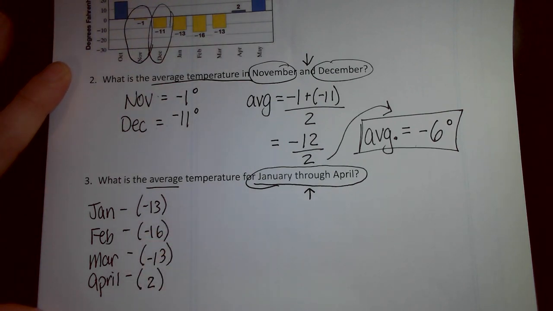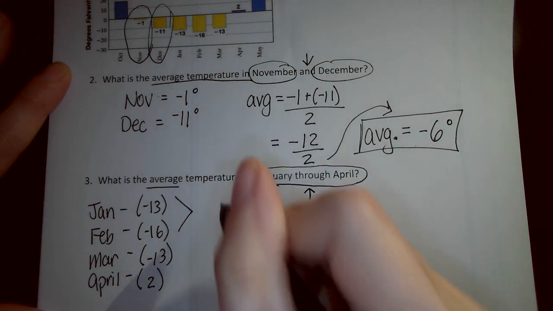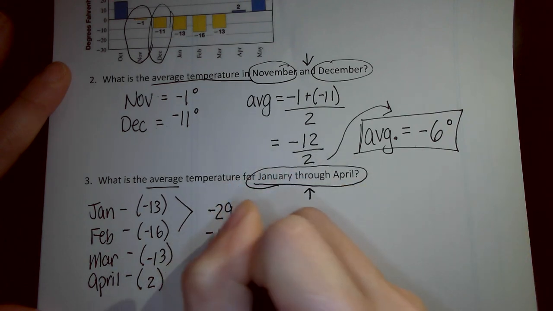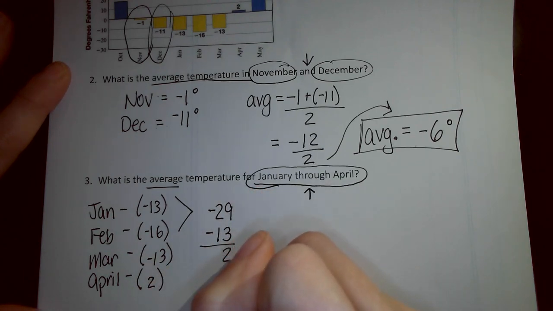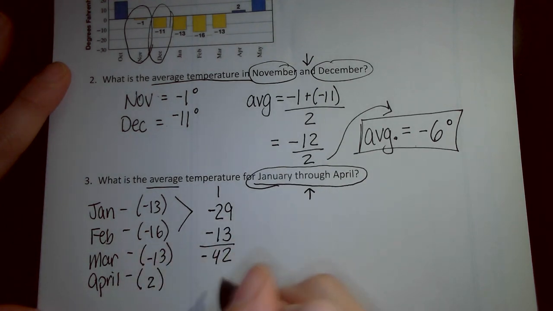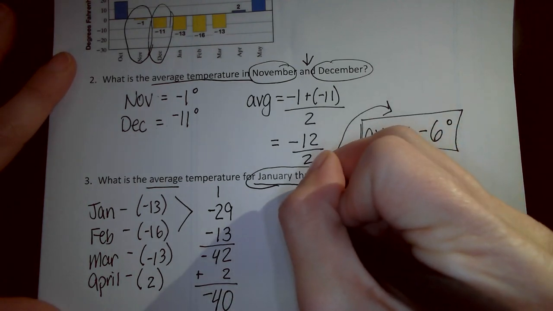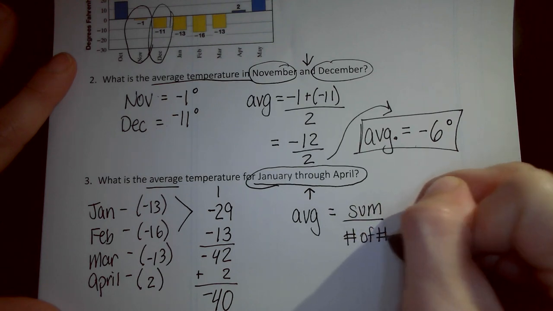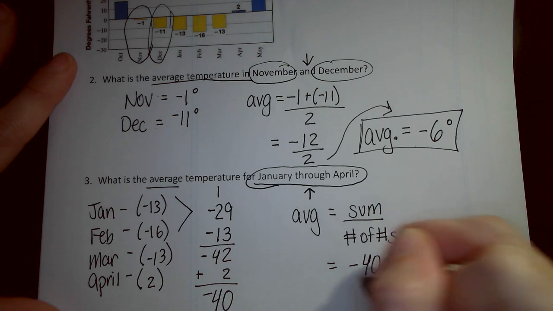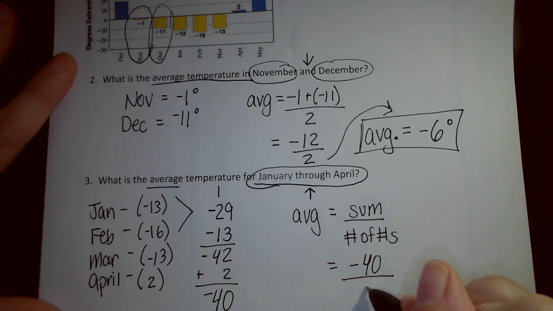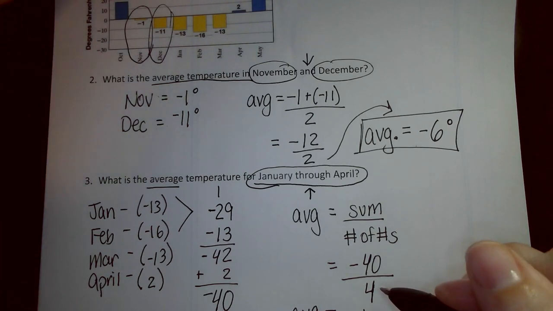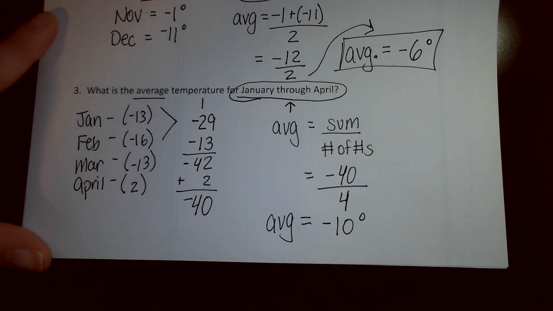So now we add them all together. I'm going to start with negative 13 plus negative 16. That gives me negative 29. Minus 13, negative 42, plus 2 is negative 40. So that's my sum of the numbers. So remember, our average is the sum of the numbers over the number of numbers. So negative 40 over 1, 2, 3, 4 months. So the average temperature over those 4 months, negative 40 divided by 4, is negative 10 degrees.